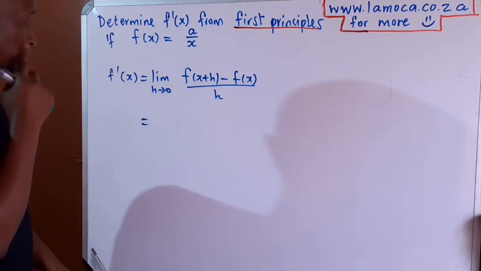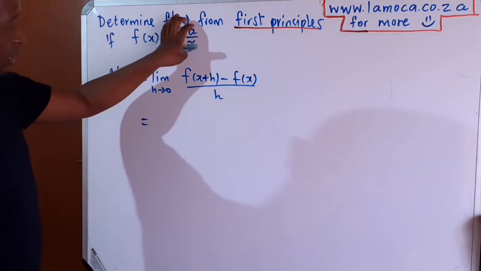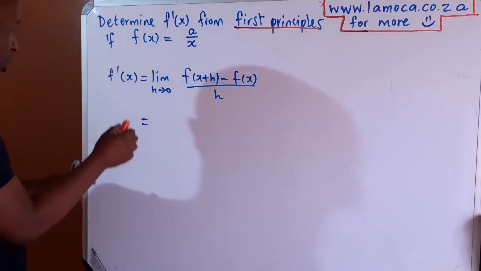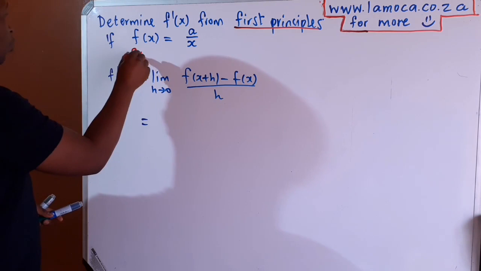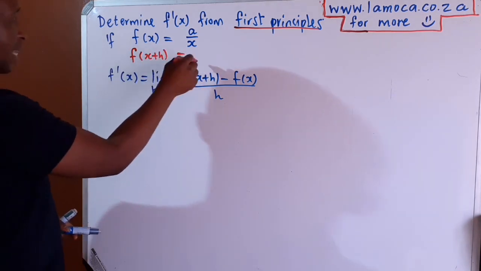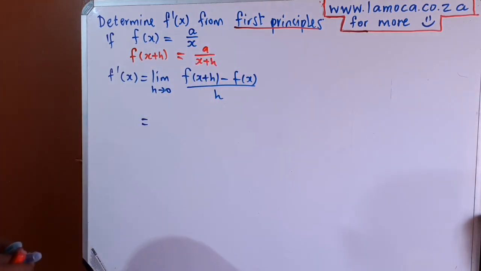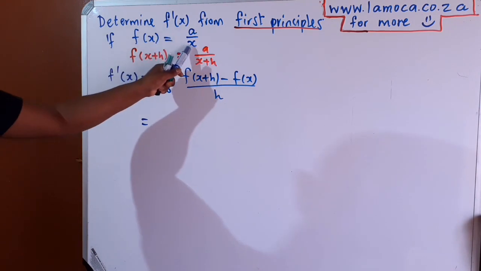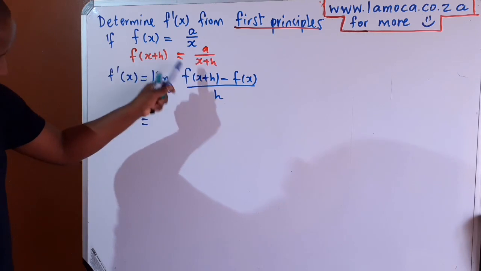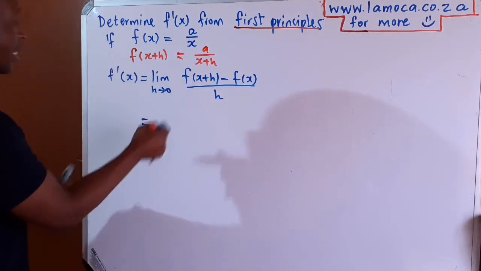as h approaches 0. Now, for us to be able to work out the solution here, of course, we know that f of x, which is a over x, is going to be substituted here, but we need to know what f of x plus h is. So f of x plus h is what you get when you replace your x with x plus h in that. So it's going to be a over x plus h. So there are no complications there. We can see f of x is a divided by x. Now f of x plus h will be a divided by x plus h, because you replace your x with x plus h. So now we are ready to start substituting those here.